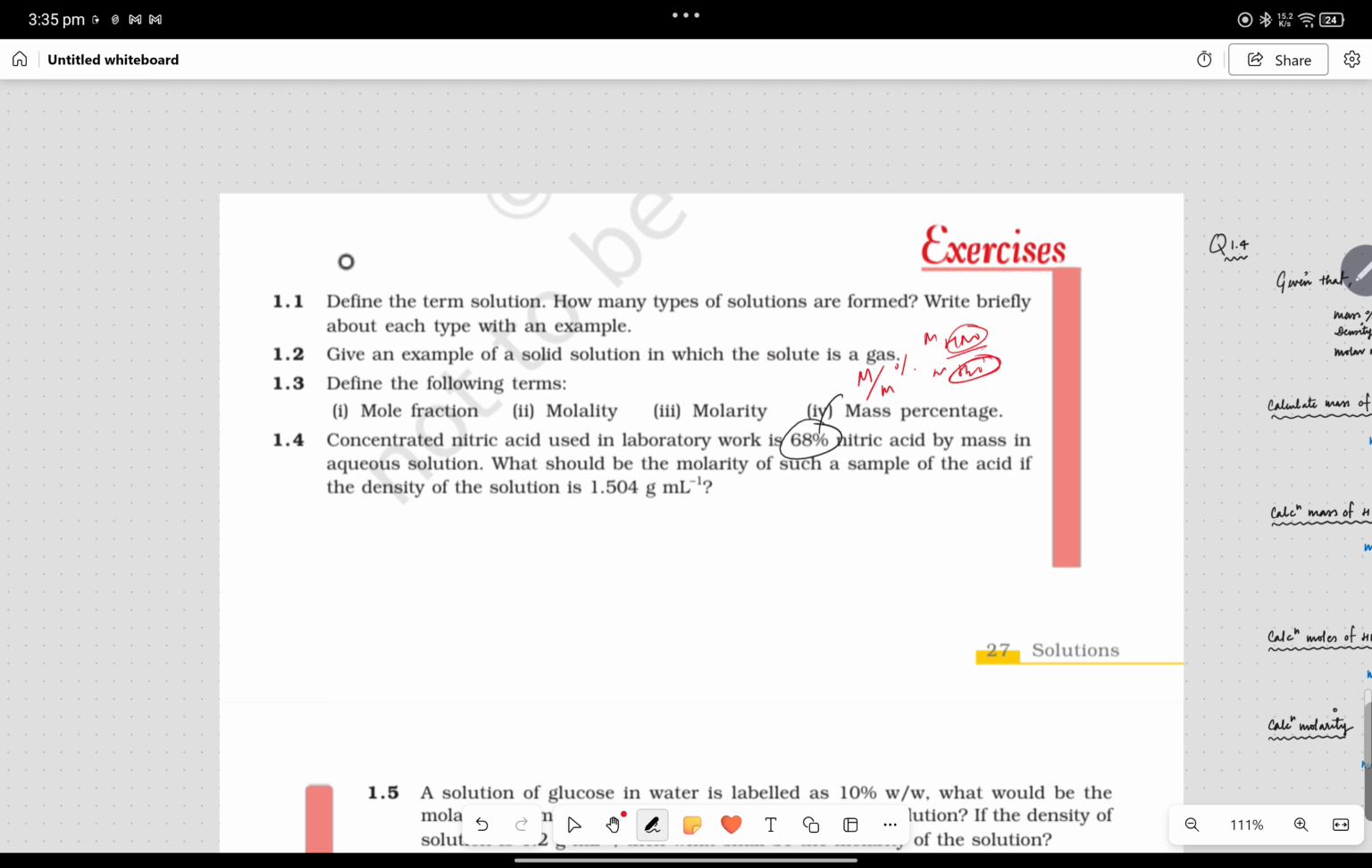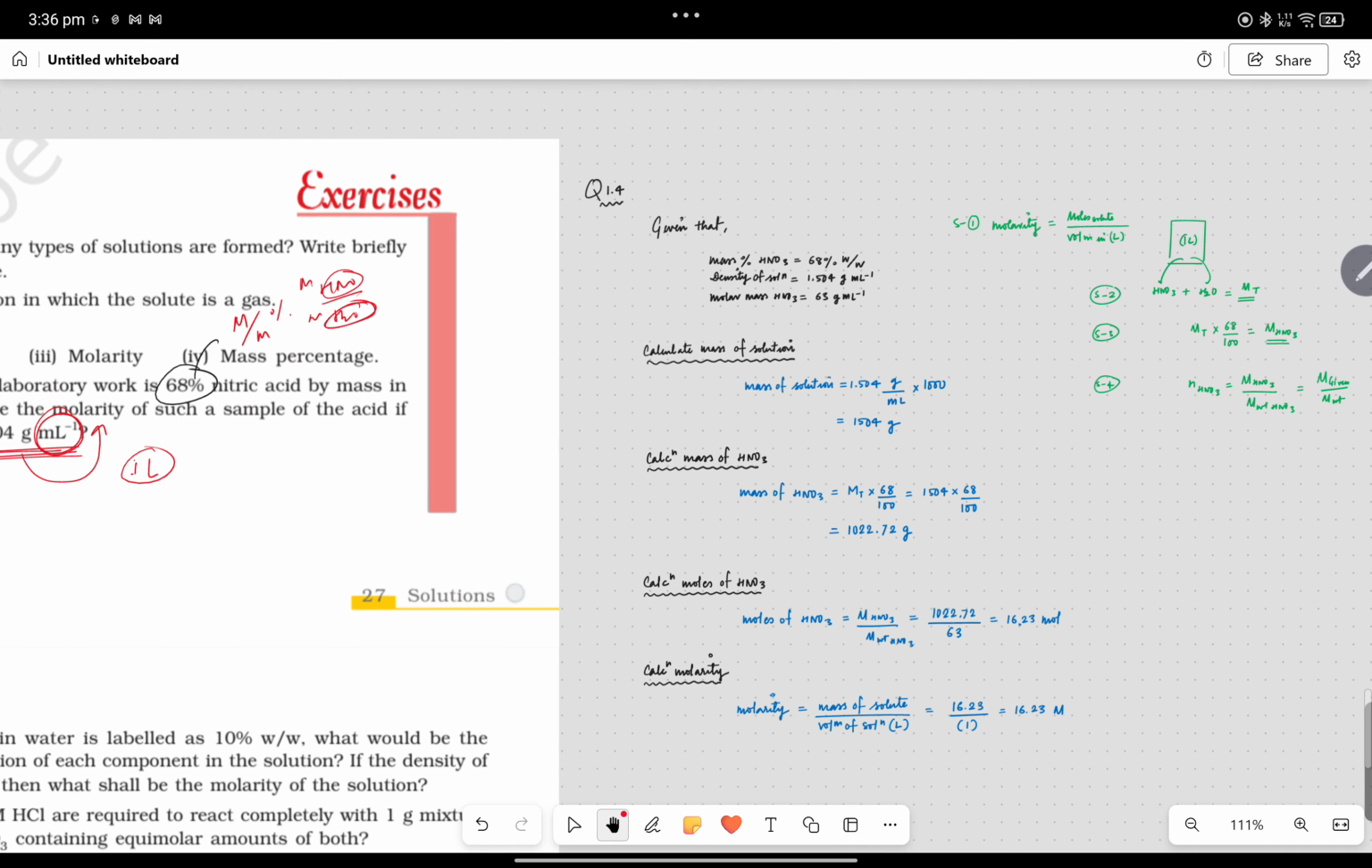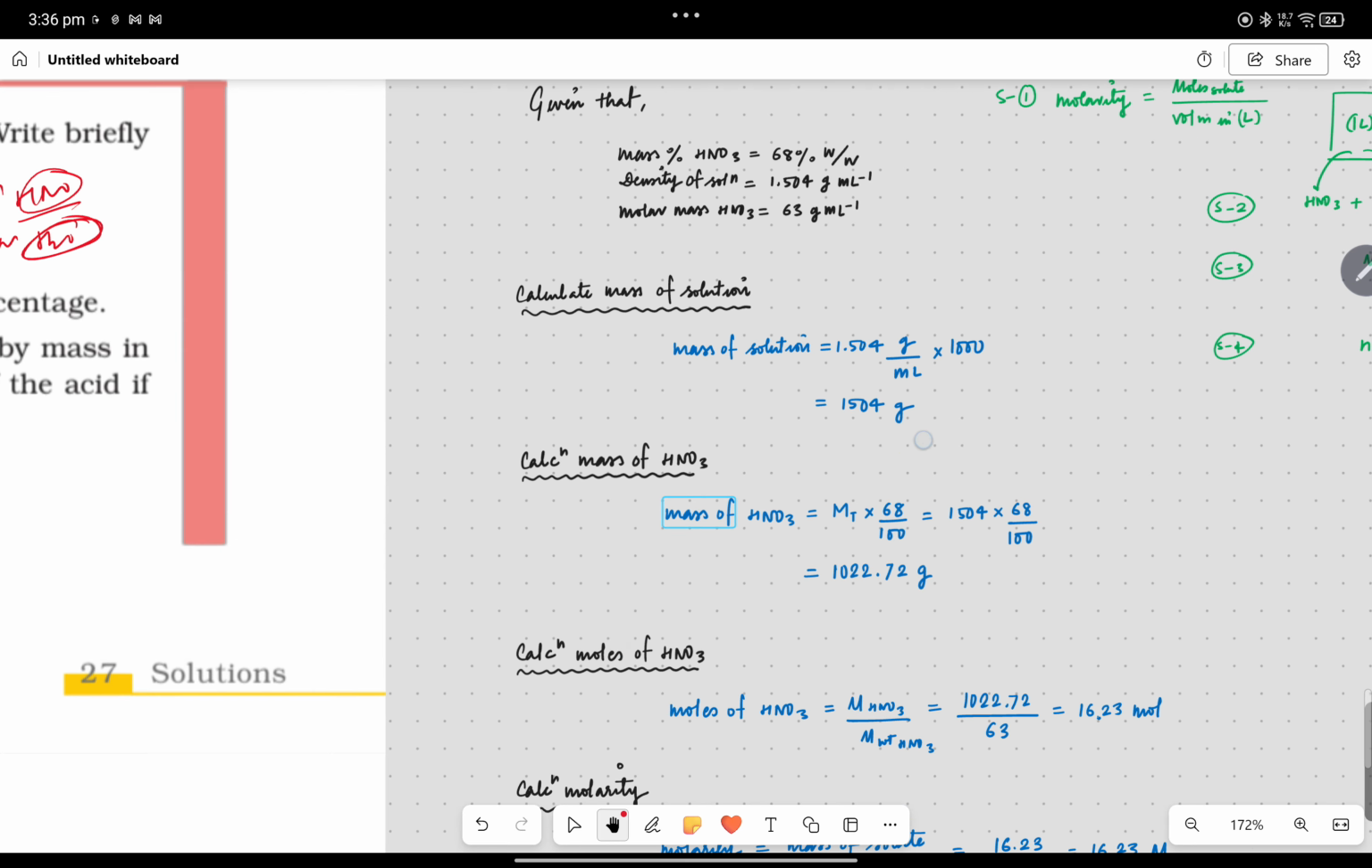That is the case. What should be the molarity of such a sample of the acid if the density of the solution is 1.504 gram per milliliter, right? So this is necessary for calculating molarity, because from this value you can calculate the volume in liter. So for that this is given. Everywhere, if you see in any question that the density is given, that means you have to calculate molarity. The question is going to ask to calculate molarity, so it is a hint.